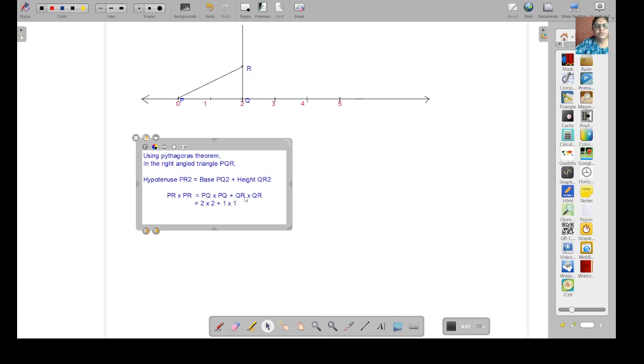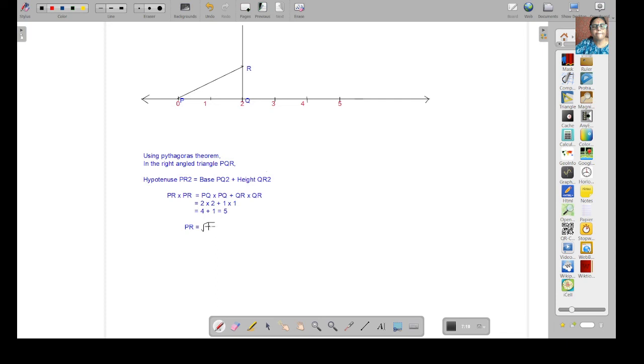What is 2 into 2? We will get 4. What is 1 into 1? 1. 4 plus 1 is equal to 5. Now PR into PR is 5. Then what is PR? PR is equal to root 5. Now PR is root 5. So how to mark this root 5 on the number line?